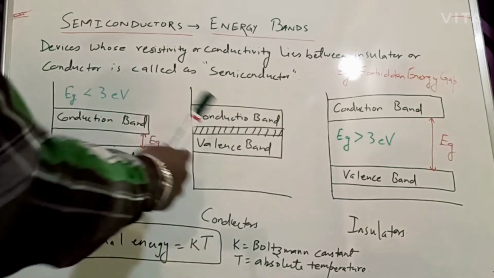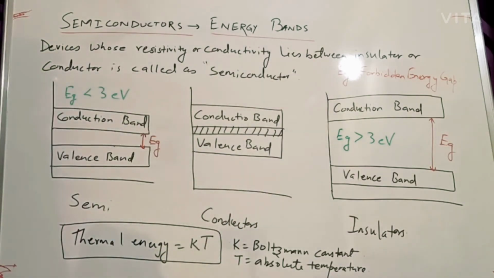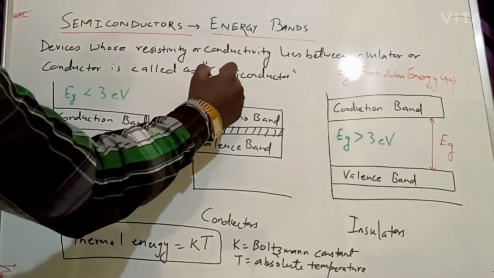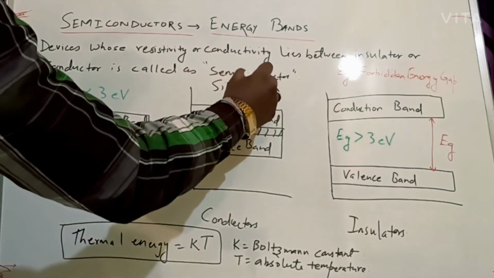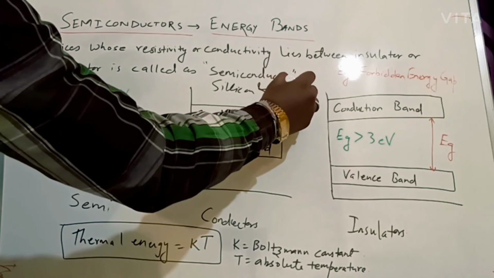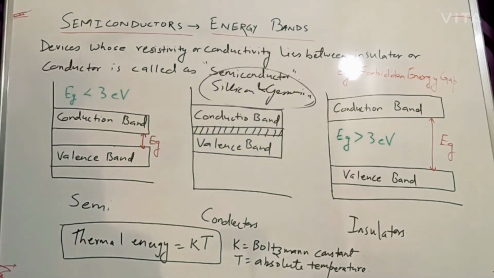The two naturally available semiconductors are silicon and germanium. Obviously there are more artificial semiconductors also. We will study them in later topics, but the naturally available semiconductors are silicon and germanium only.